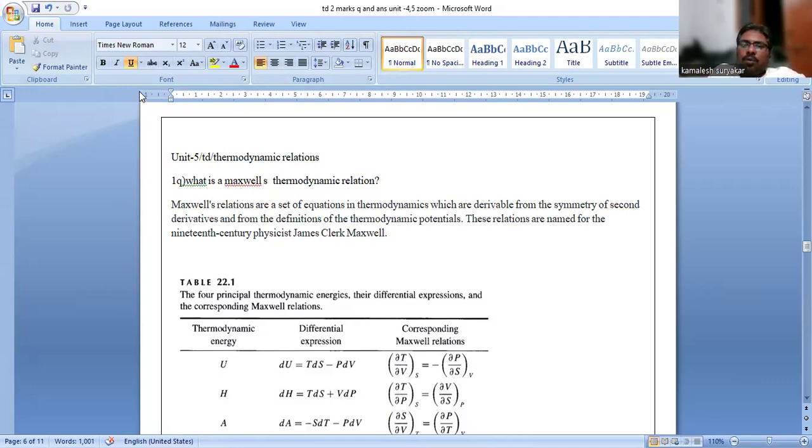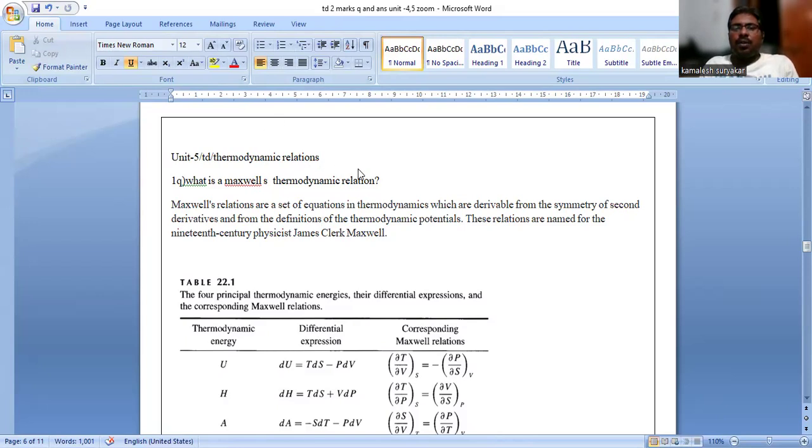Welcome to this thermodynamics subject and the fifth unit. As per the JNTU Anantapuram syllabus, we are covering the fifth unit in the thermodynamics course, or playlist, you can say. The topic is thermodynamic relations.